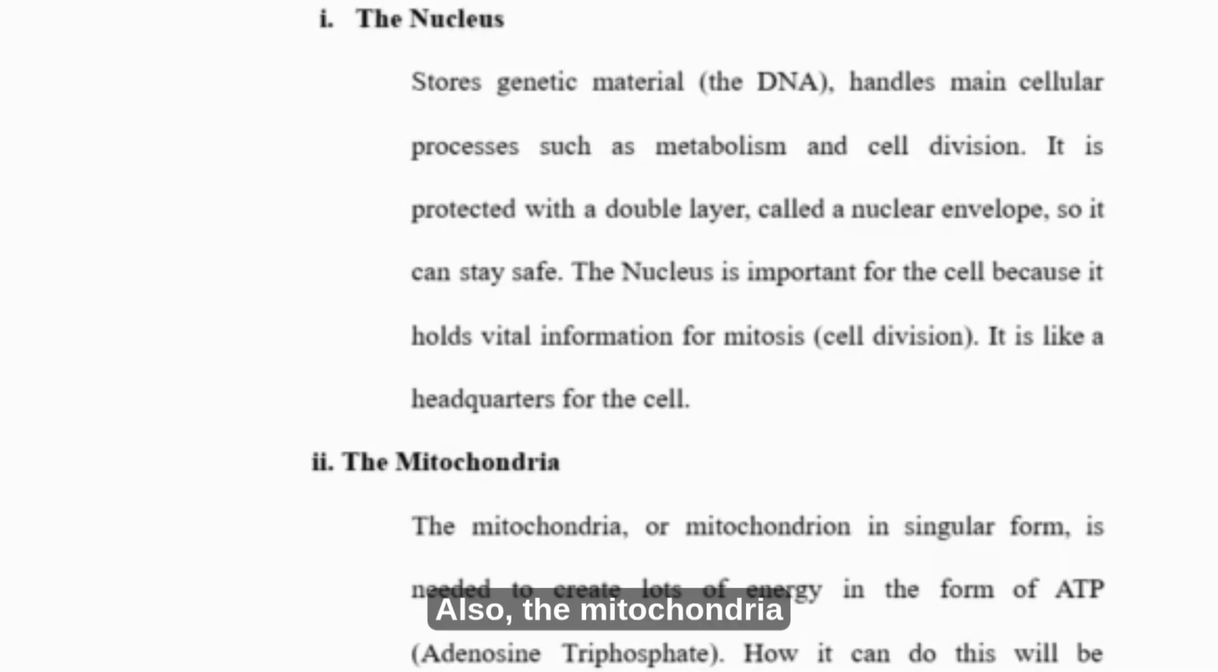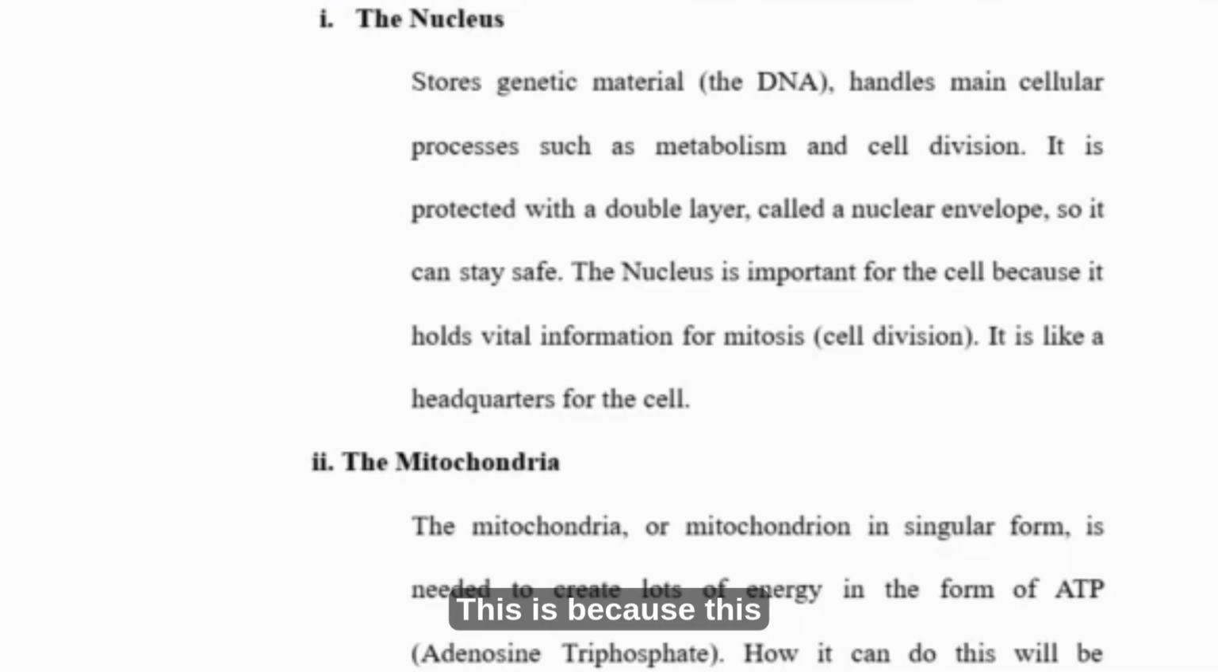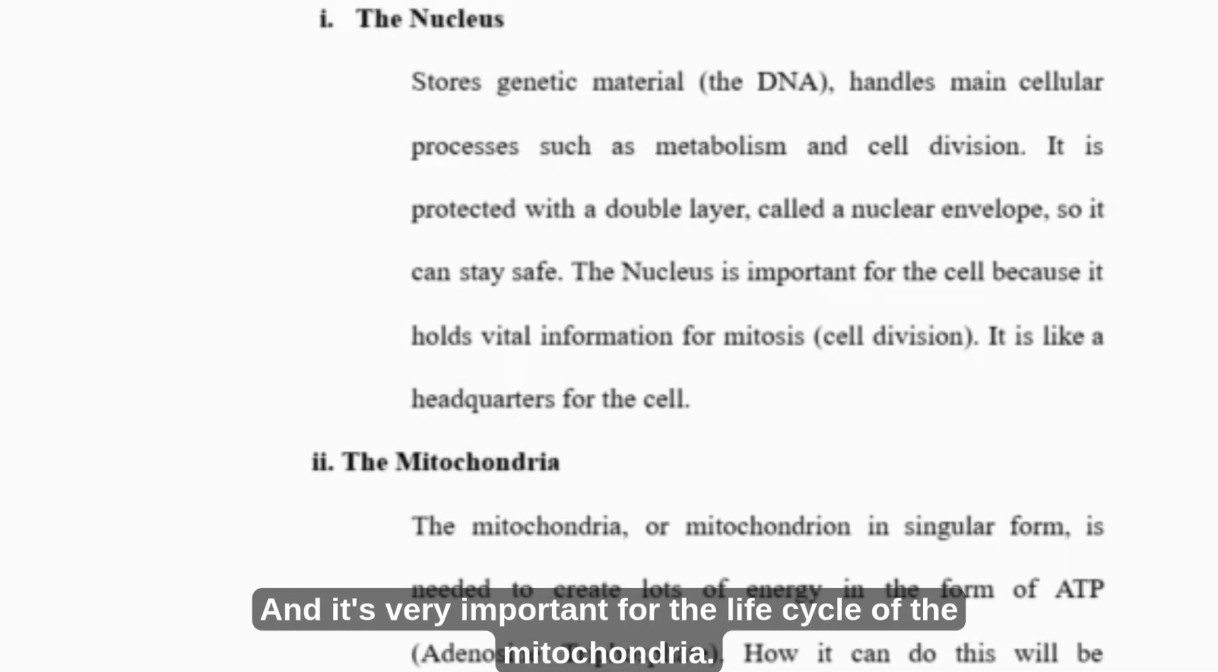Also, the mitochondria always move around the cell and change shape and size. This is because this behavior is needed to respond to the cell's needs dynamically, and is very important for the life cycle of the mitochondria.